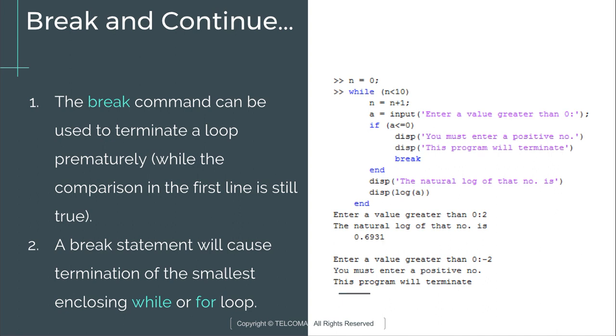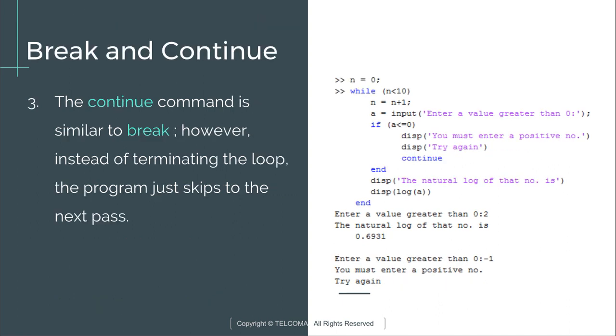Next is break and continue. The break command can be used to terminate a loop prematurely, while the comparison in the first line is still true. Break statement will cause termination of the smallest enclosing while or for loop. The function is displayed or given here. You can just try it by yourself in the MATLAB.